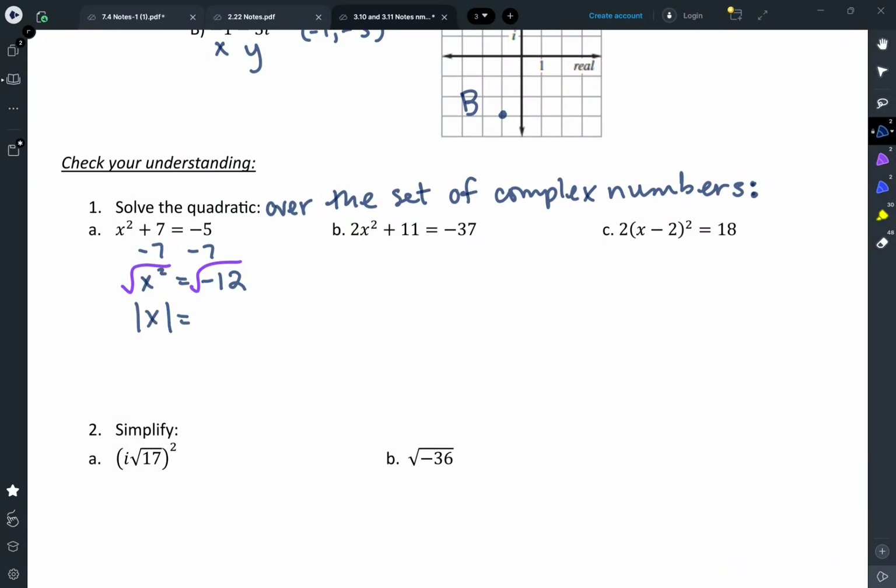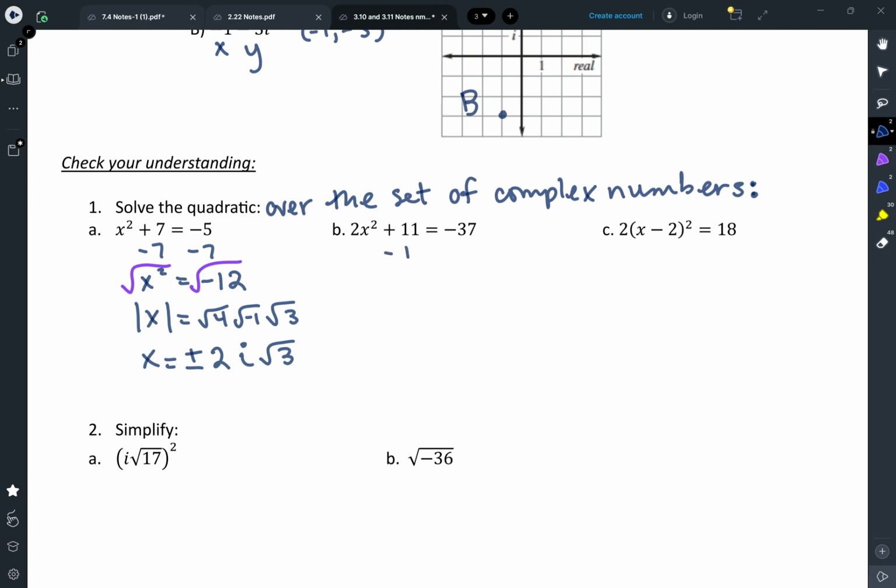And 12 I can simplify because 4 is a perfect square and it divides into 12. So I'm going to write the square root of 4, square root of negative 1, square root of 3. So x is going to equal plus or minus the square root of 4, which is 2. The square root of negative 1 is i by definition, and then root 3 is going to stay root 3. So we really want them to be like number, then i, then square root. But if you get them mixed up, just fix it on the next step.